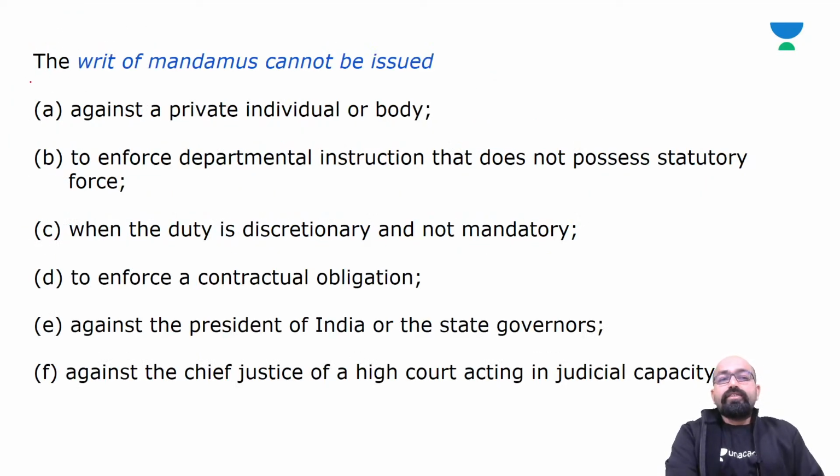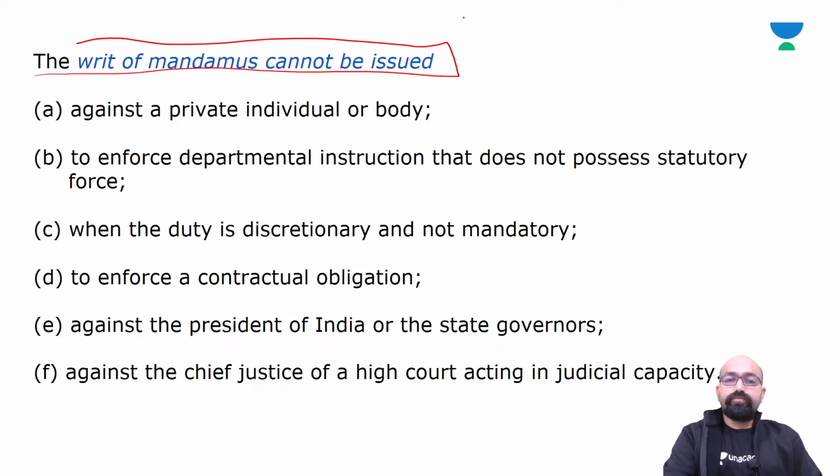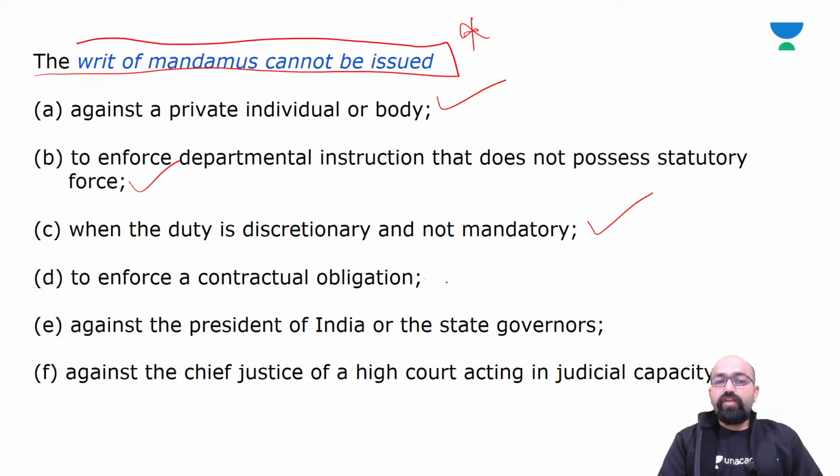Now next, the writ of mandamus cannot be issued against a private individual or body to enforce a departmental instruction that does not possess statutory force. So remember these points where this writ cannot be issued: when the duty is discretionary and not mandatory, to enforce a contractual obligation, against the President of India or the state governors, and against the Chief Justice of a High Court acting in judicial capacity. These are the few exceptions where the writ of mandamus cannot be issued.